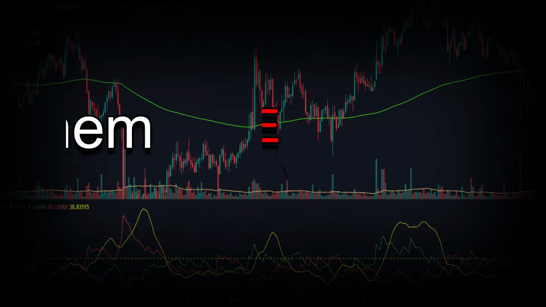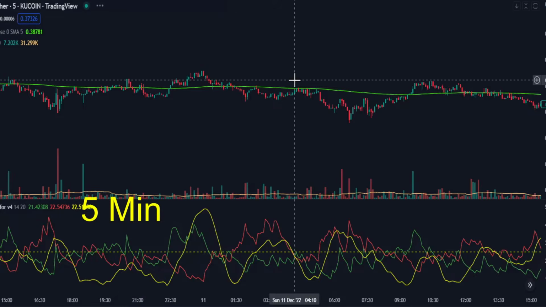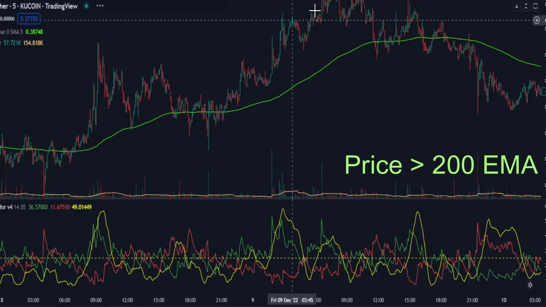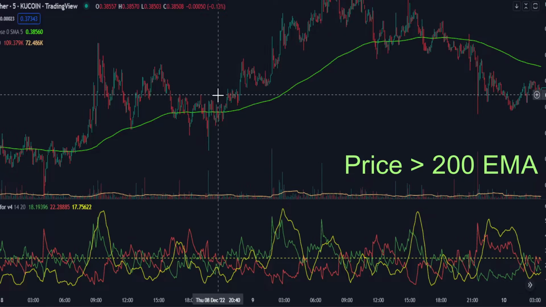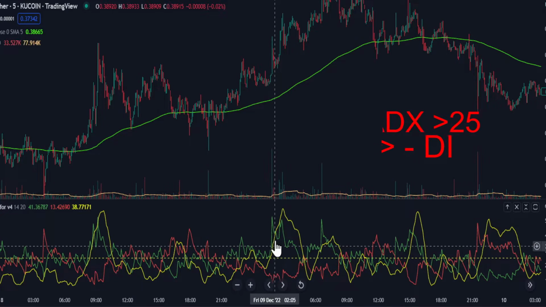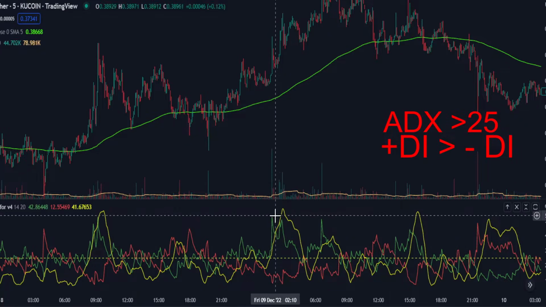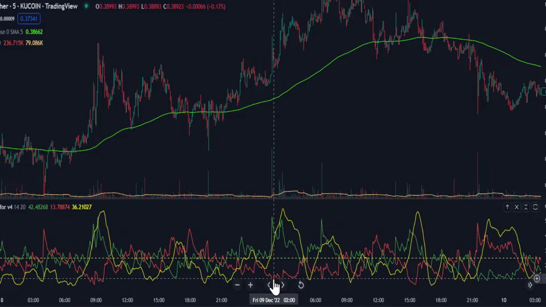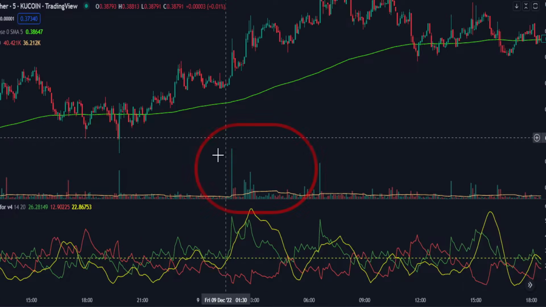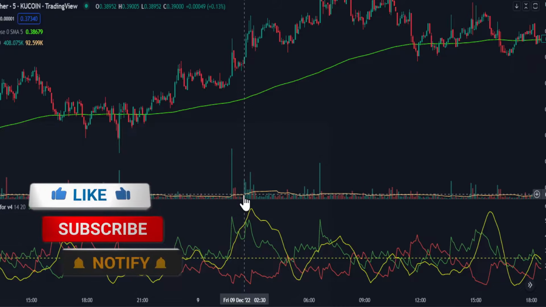After tuning the indicators, let me teach you how to use them. First, change the time frame to 5 minutes since it has more signals. Second, the price must be above the 200 EMA to indicate that it's in a strong uptrend. The ADX must be above 25 since this is a trend indicator, and the positive DI green line must be above the negative DI red line. The next condition is that the volume histogram must be green in color and close above the moving average.